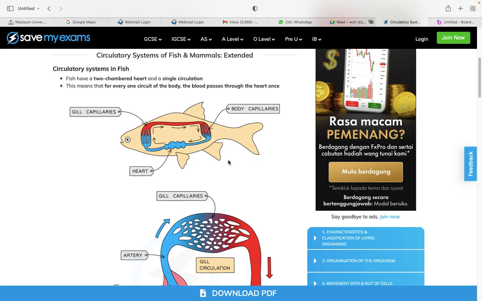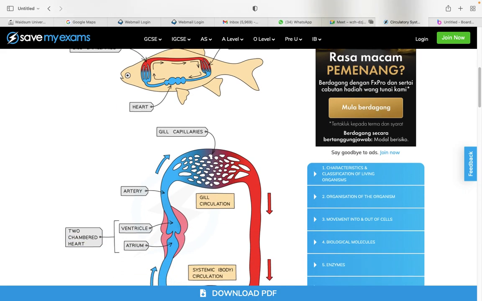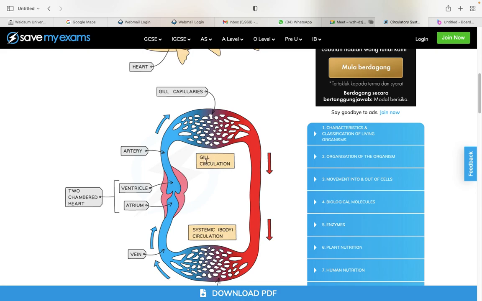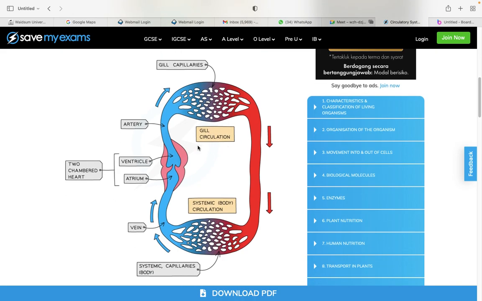Is that okay? Now let's take a look. These are the capillaries in the gills, the gill circulation. Here you see the rest of the body, the systemic circulation, with a network of capillaries as well. This side is the vein. From the body, through the vein, the blood goes to the heart area. From here, it moves from the atrium to the ventricle of the heart.